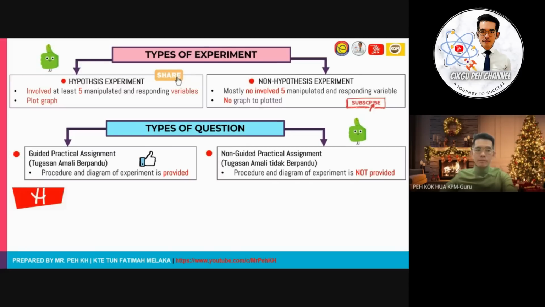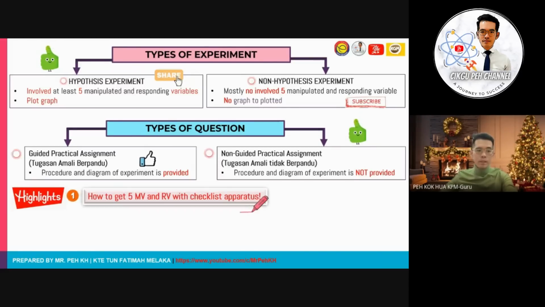Okay, so the highlighted part 1 will be that I will teach you how to get the MV and RV with the checklist apparatus in the Tugasan Amali, tidak berpandu. So the procedure and diagram are not provided. You need to find out your own MV and RV through the apparatus provided and meet the aim of the experiment, which is to find the relationship between the current and potential difference in the filament bulb.